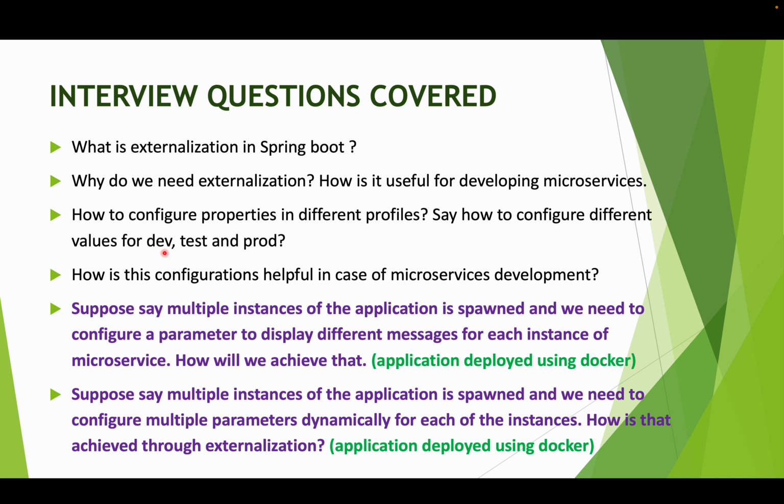We need to configure different values for the different properties. How do we need to do it? And how is this externalization configuration helpful in the case of microservices development? Suppose we have multiple instances of the application spawned, and we need to configure a parameter to display different messages in the different instances in case of microservices. How can that be achieved? And how can we configure multiple parameters when multiple instances of the application are spawned? If my application is deployed using Docker, we'll see all these interview questions in this video.